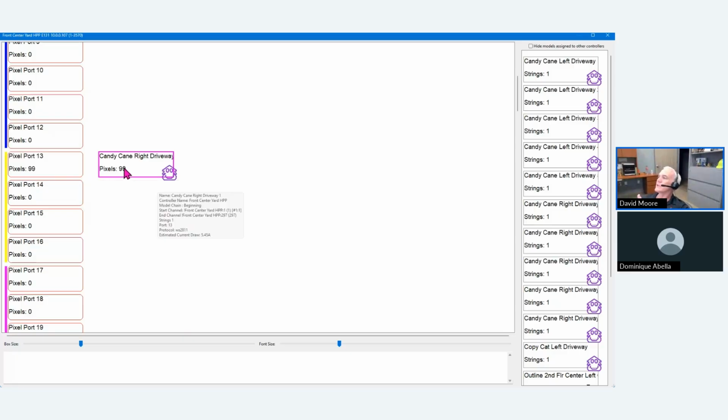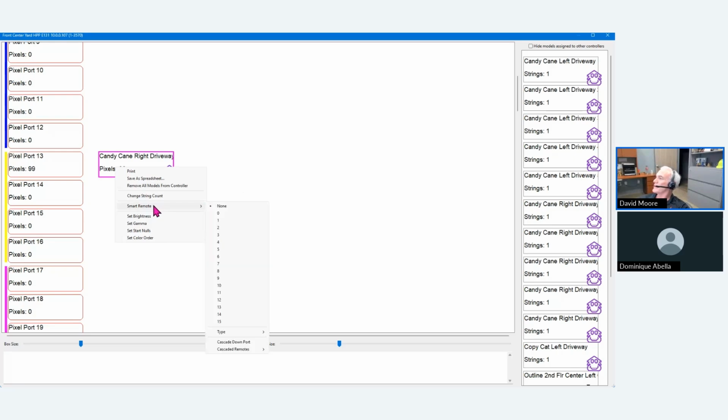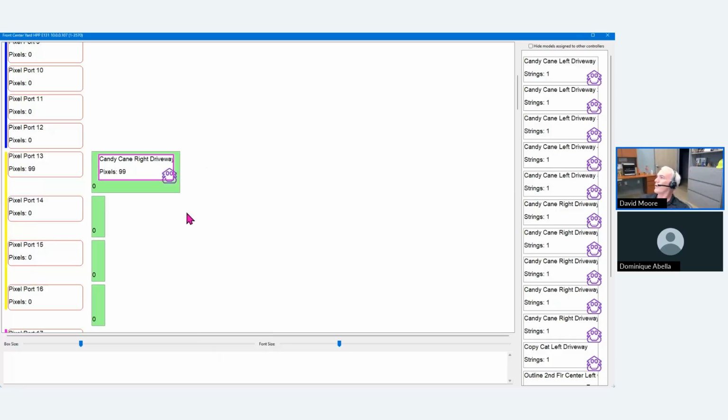But what I'm going to do is say, hey, you're on a long range receiver. And remember, we have an 8 output receiver. So I'm going to right click this and say smart remote. And I'm going to say you're number 0. Now, when you get a 2 output receiver, the first one's going to be 0, and then the second one's going to be number 1. So I right clicked it and said 0.